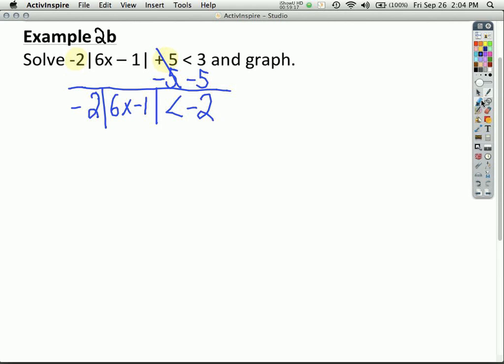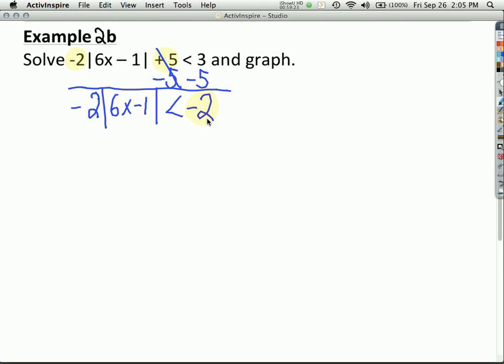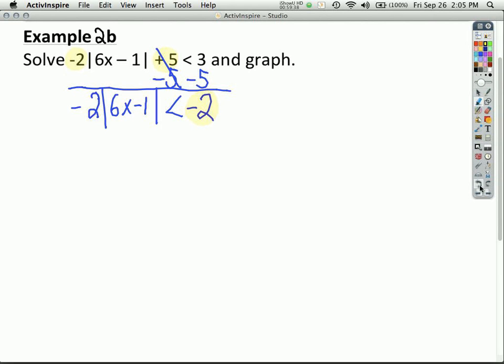Now, you should be getting used to the fact that when you have an absolute value, you do not want a negative number on the other side, because absolute value means distance, and we can't have a negative distance. However, it looks like this is the case, but it's not, because we have not addressed this yet. Watch what happens when we address this.